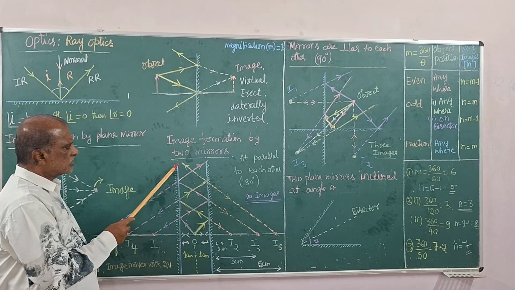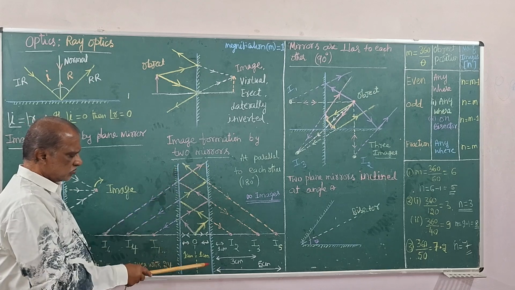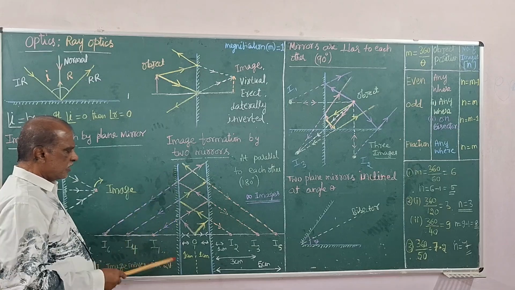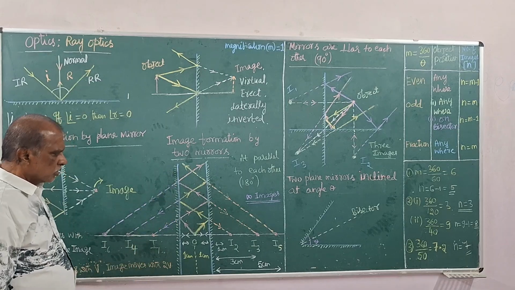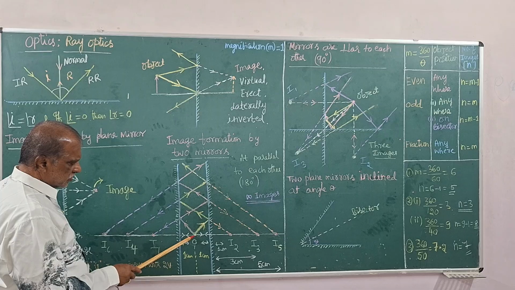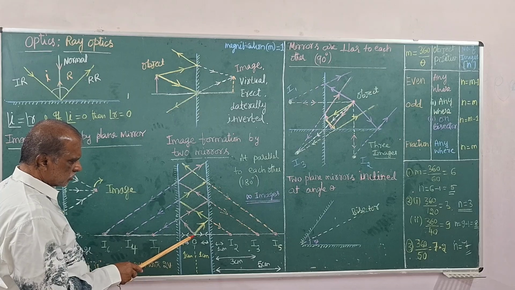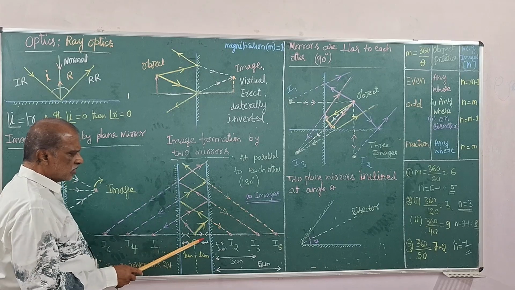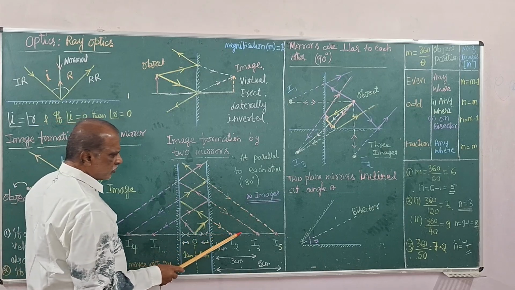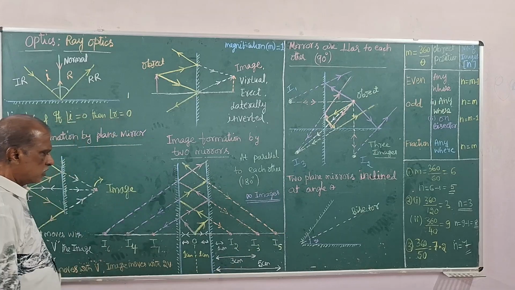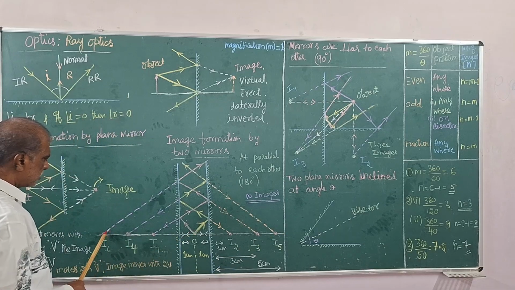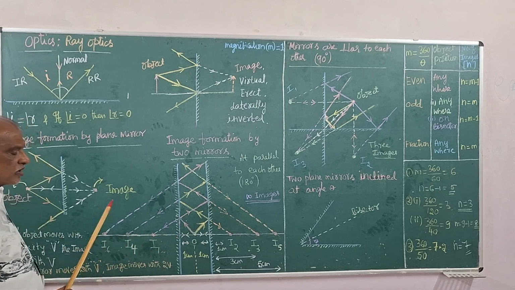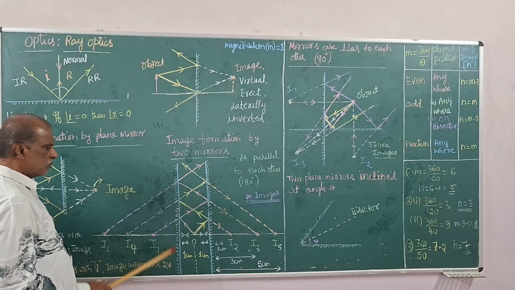Now let us take the mirrors in parallel alignment, that is, the angle between them is 180 degrees. When they lie parallel like this, keep the object at the center between the mirrors and view from this point. We see an infinite number of images on this side, and also if you look at this side on this mirror, there are an infinite number of images. These are parallel mirrors.